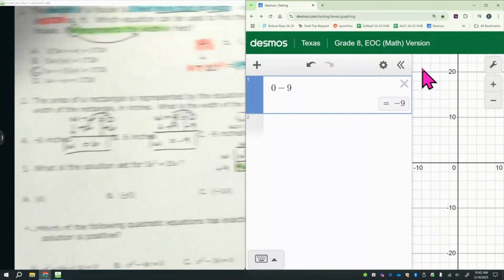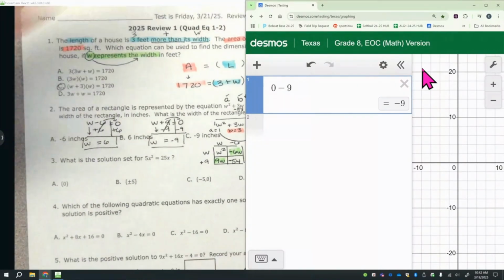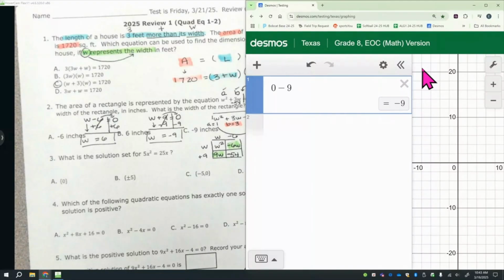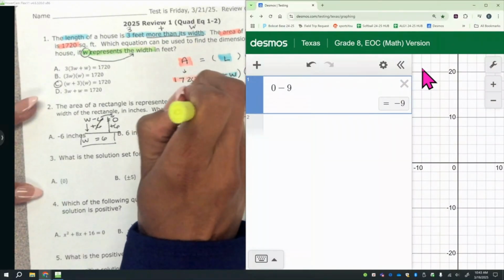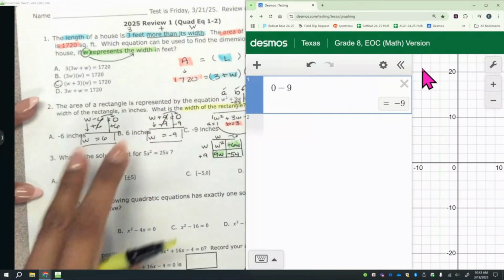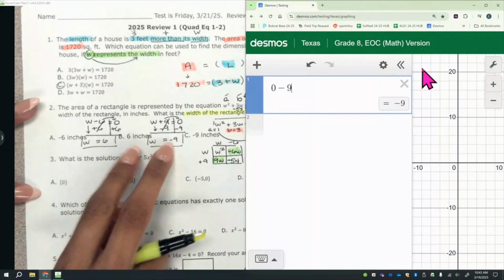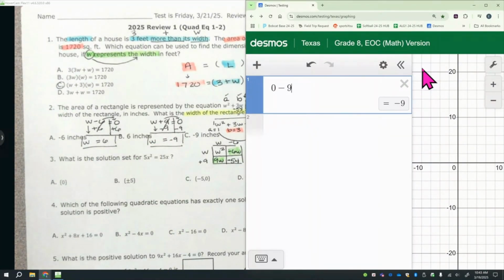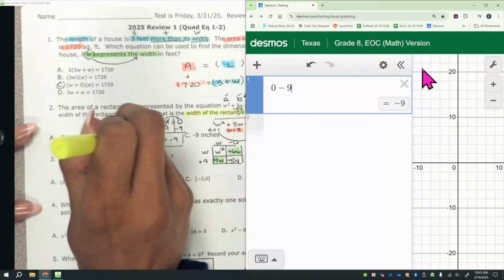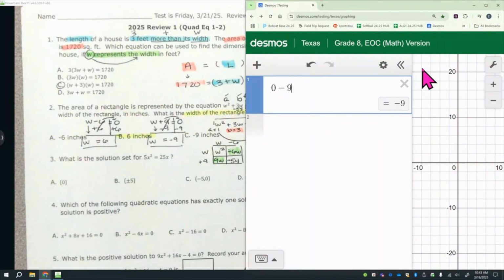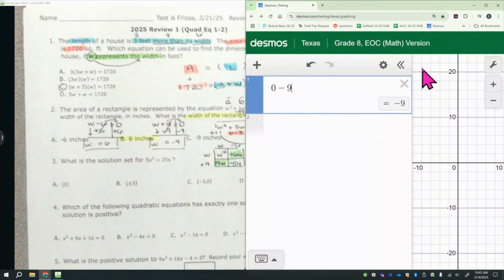Now let's go back to the question and what it was asking. The question says, what is the width of the rectangle? So is it going to be positive 6 or is it going to be negative 9? Your answer is going to be B, positive 6 inches. Because that's the reasonable answer.